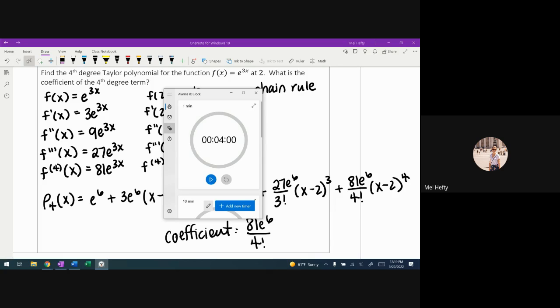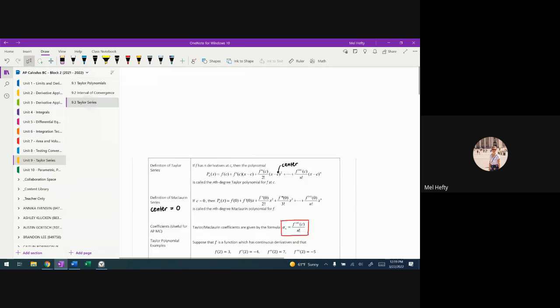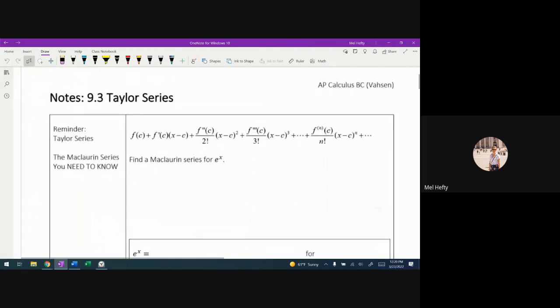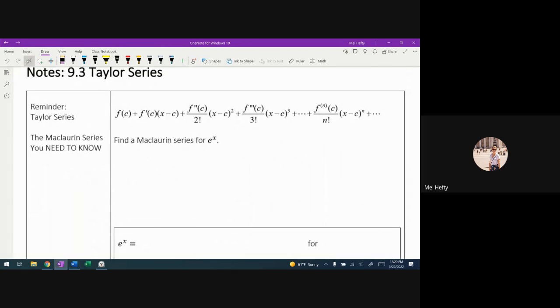All right. So let's start to talk about what we're doing today. So again, the motivation behind what we're doing today is let's try to find a way to find these Taylor series where I don't just have to take a million derivatives.